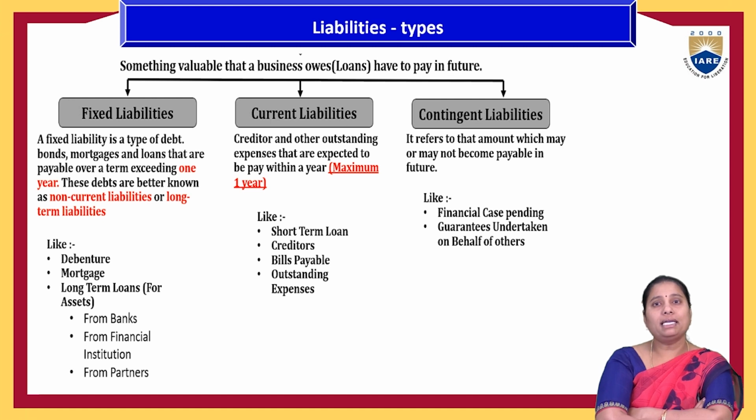And current liabilities means creditors and other outstanding expenses that are expected to be paid within a year are called current liabilities.